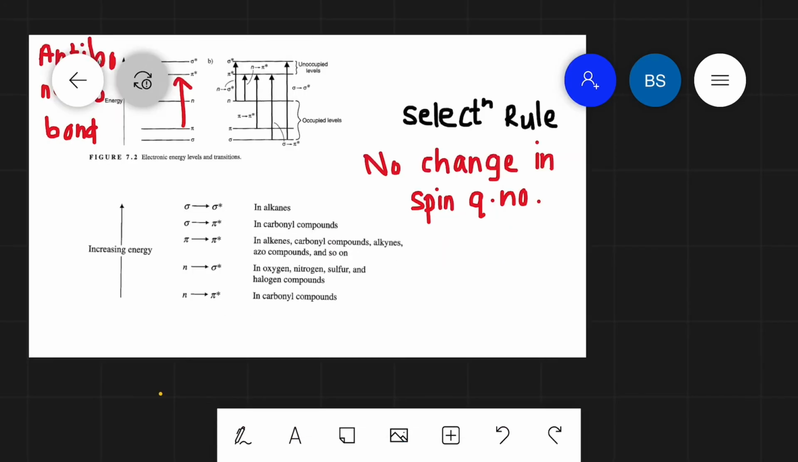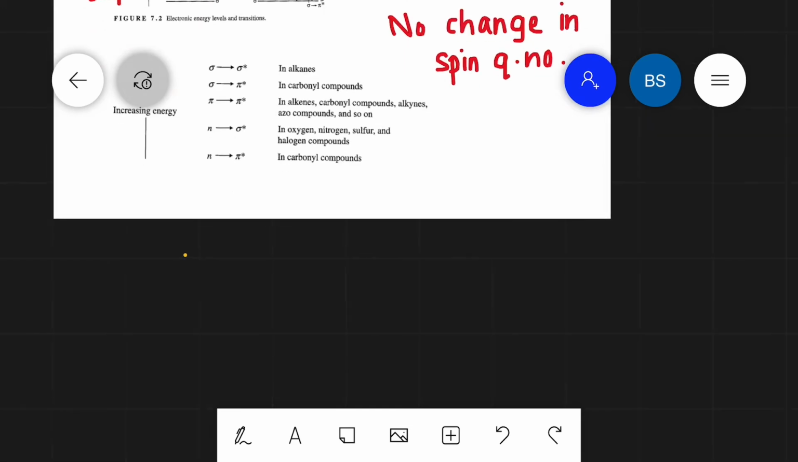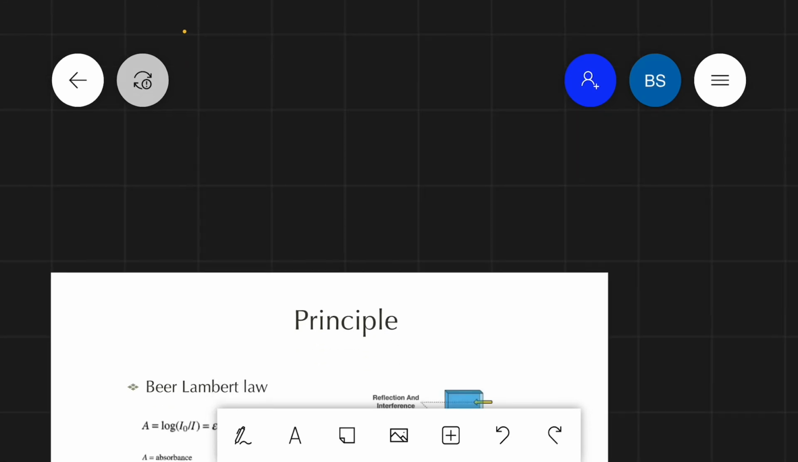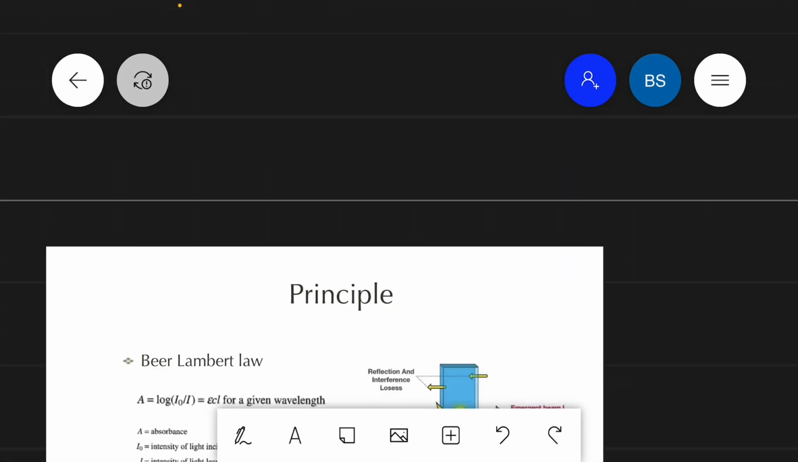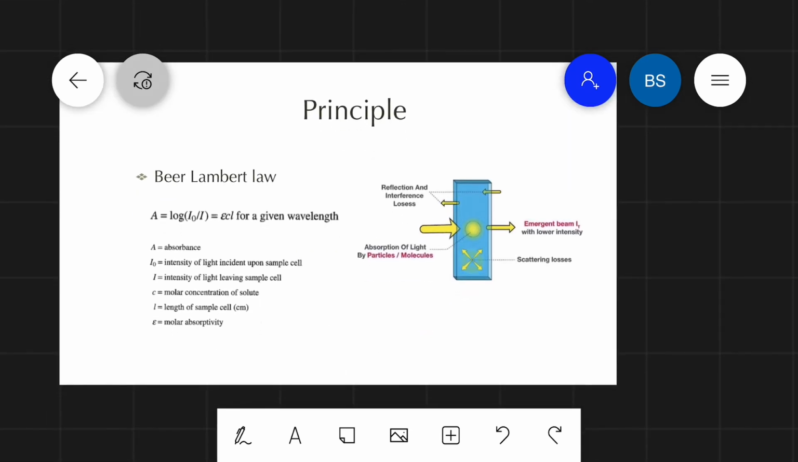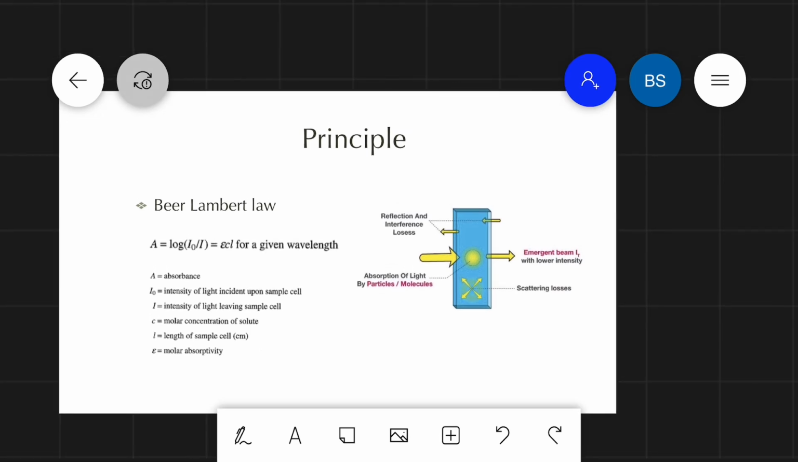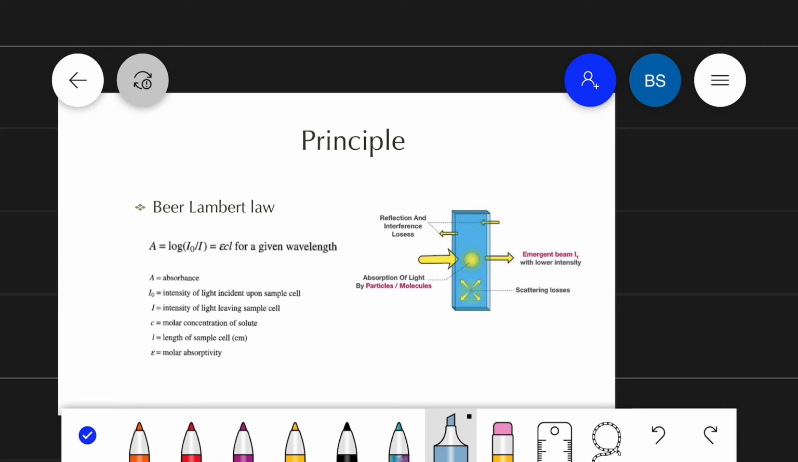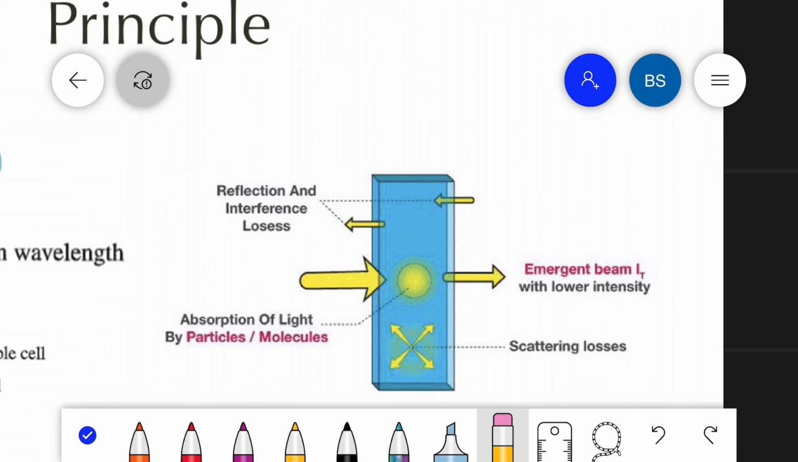Let me tell you the principle of this absorption spectroscopy. The greater the number of molecules capable of absorbing light of a given wavelength, the greater the extent of light absorption. Furthermore, the more effectively a molecule absorbs light, the greater the extent of light absorption. From these ideas, we can formulate an empirical expression known as the Beer-Lambert law. It is expressed as absorbance A is equal to log I0 by I, which is equal to epsilon into C into L.